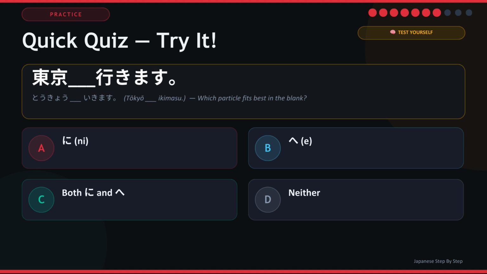私は東京行きます。 I am going to Tokyo. Which particle goes in the blank? Stop the video right now. Say your answer out loud. Don't just think it. Say it. Saying it out loud is the fastest way to make it stick in your memory. I'll give you the answer on the next slide.